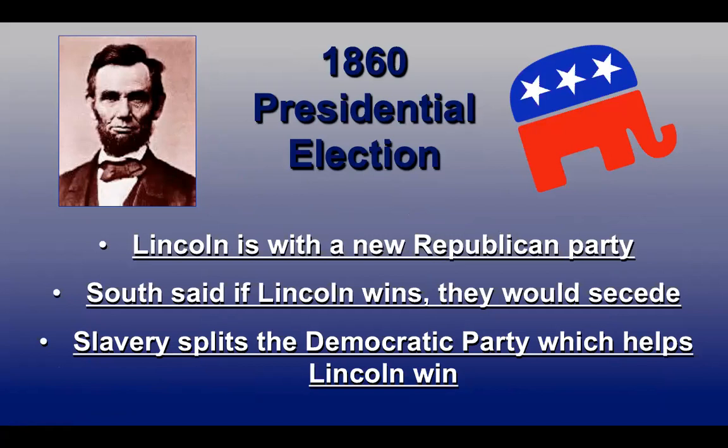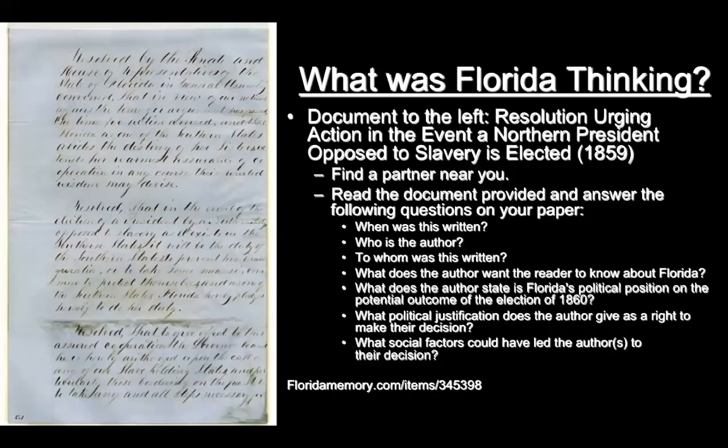And so now our country kind of has to scramble a little bit because was the South joking? Are they really going to secede? Are they really going to leave? Nobody really knows at this point.